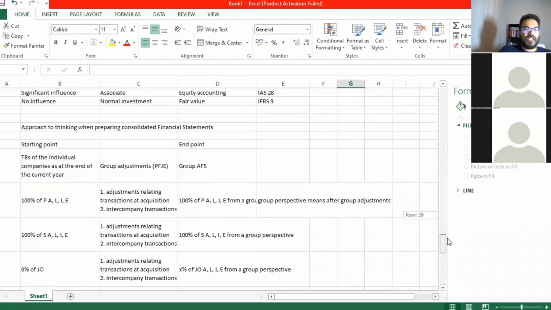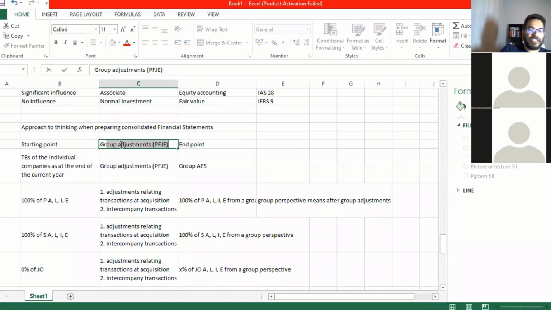Then we dealt with this important part, which is our group adjustments. Our thinking approach. Okay, so then we dealt with this thinking approach. The thinking approach when it comes to group accounting is to identify your starting point. Your starting point will be the separate trial balances as at the end of the current period. Remember, it is only 100% of the parent, 100% of the subsidiary, 0% of everything else. Your end point is what the group wants.